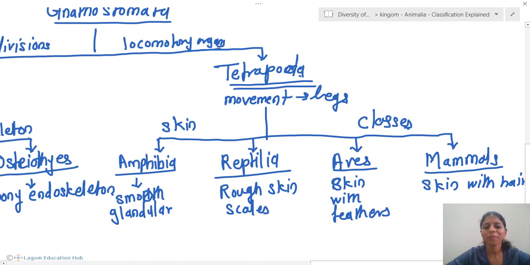And what is the basis of classification for the Tetrapoda? Skin, what type of skin they possess. Understanding? Clear about the classification?